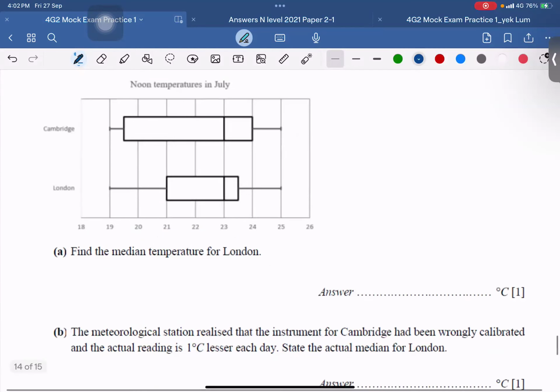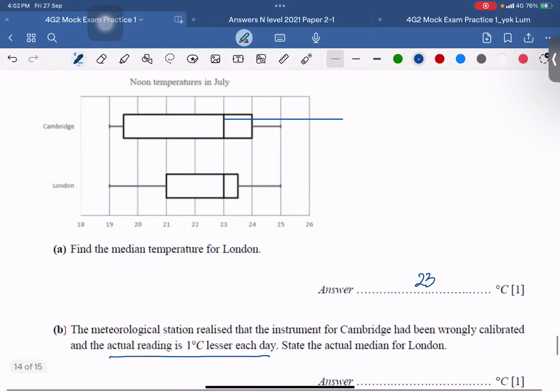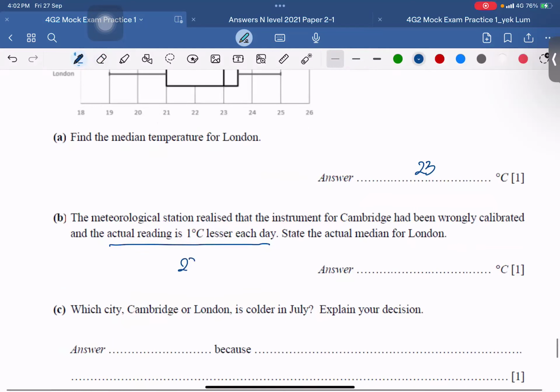All right, the median temperature, this is 23, no problem. What do you mean by the actual reading is 1 degree lesser? For Cambridge, the answer over here is 23, but the actual reading is 1 degree lesser. So for 23, minus away 1 degree. Minus 1, the answer is 22. Quite a number of students left it blank.